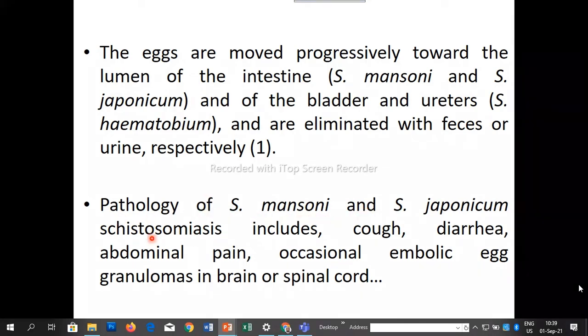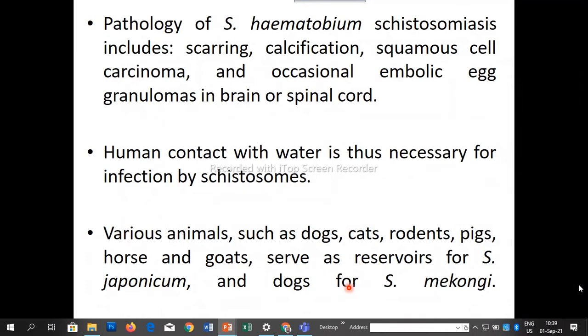Pathology of mansoni and japonicum schistosomiasis includes cough, diarrhea, abdominal pain, and occasional ectopic egg granuloma in the brain or spinal cord can happen once the schistosomula migrates to those body parts and fails to go to the mesenteric vein where they mature. Pathology of haematobium schistosomiasis includes scarring and calcification, even squamous cell carcinoma, and the occasional ectopic granuloma in brain and spinal cord, once those schistosomula also migrate to those areas and fail to go to the plexus vein for the bladder.